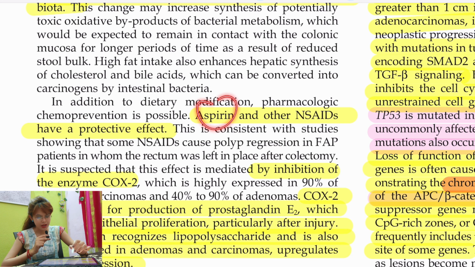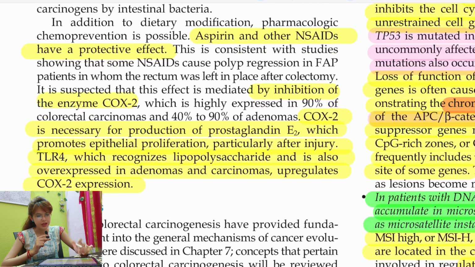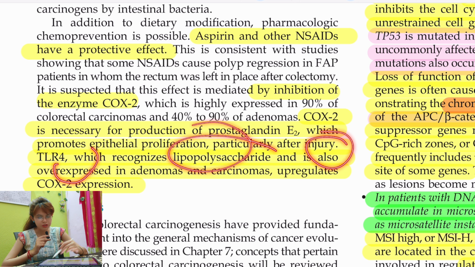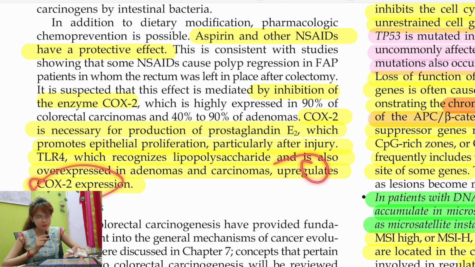And now aspirin and other NSAIDs have a protective effect, important. COX-2 is necessary for the production of prostaglandin, which promotes epithelial proliferation, particularly after injury. TLR4, which recognizes lipopolysaccharide, is also overexpressed in adenomas and carcinomas, upregulating the COX-2 expression.